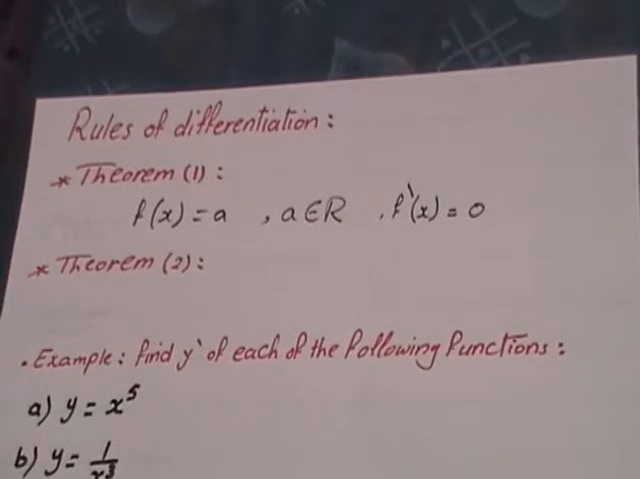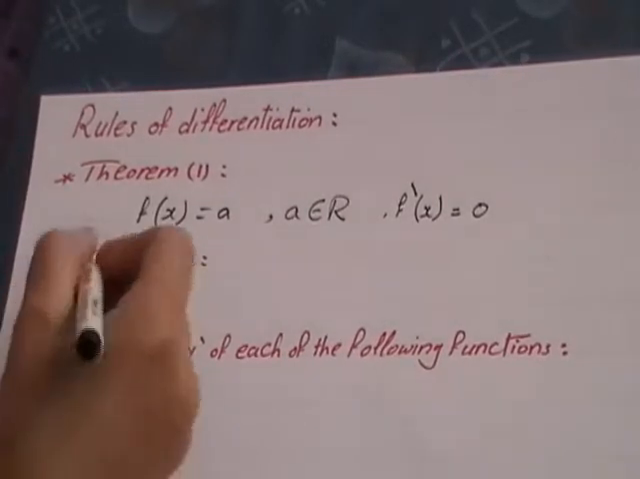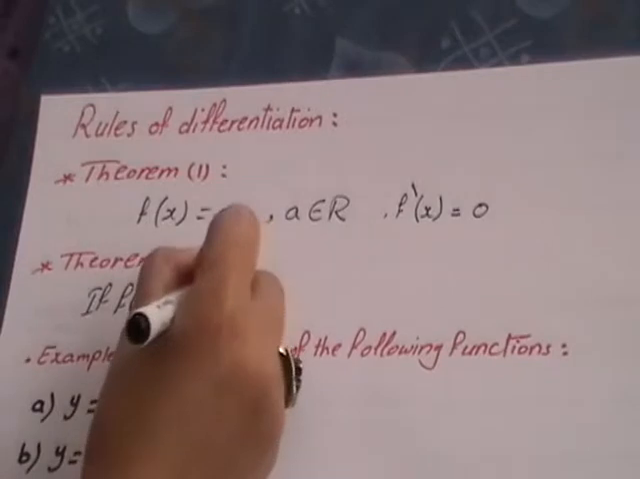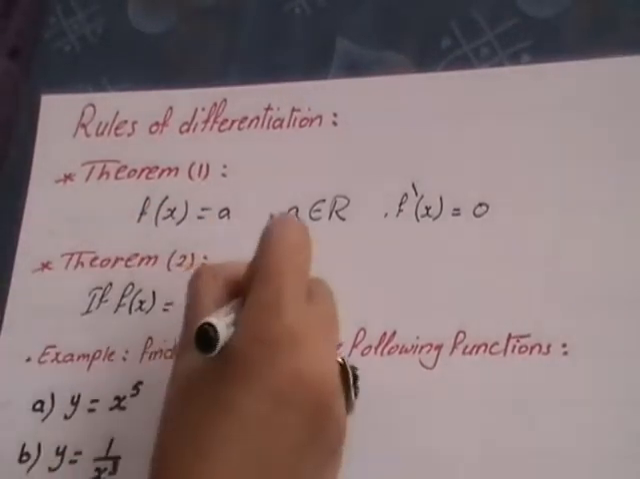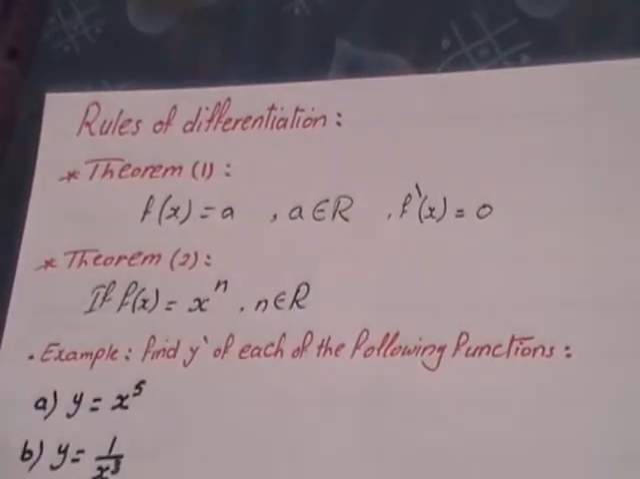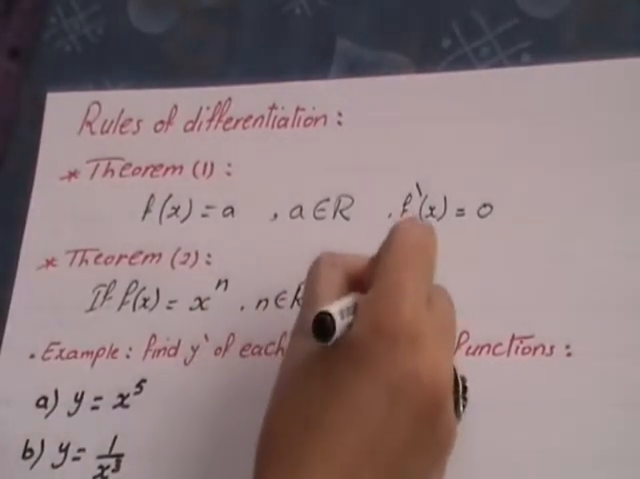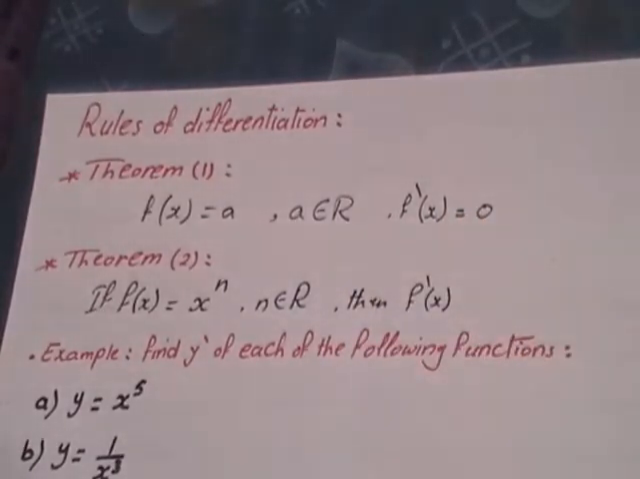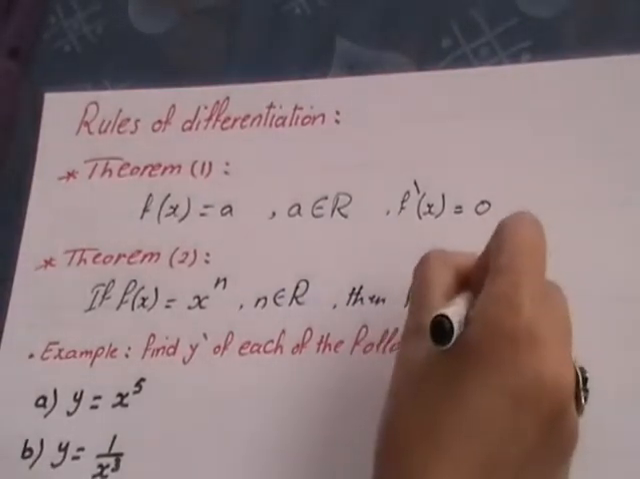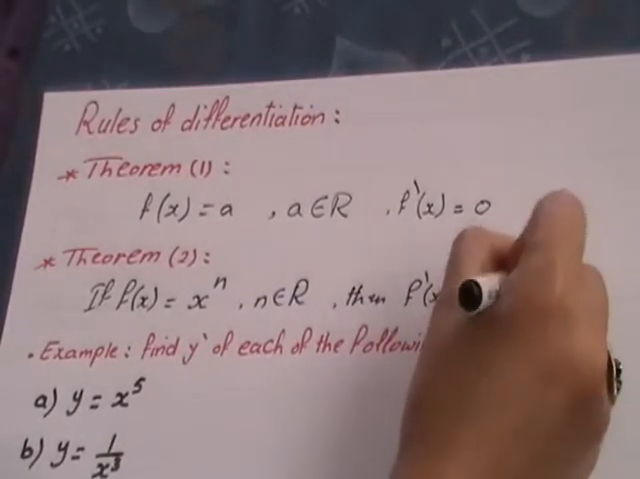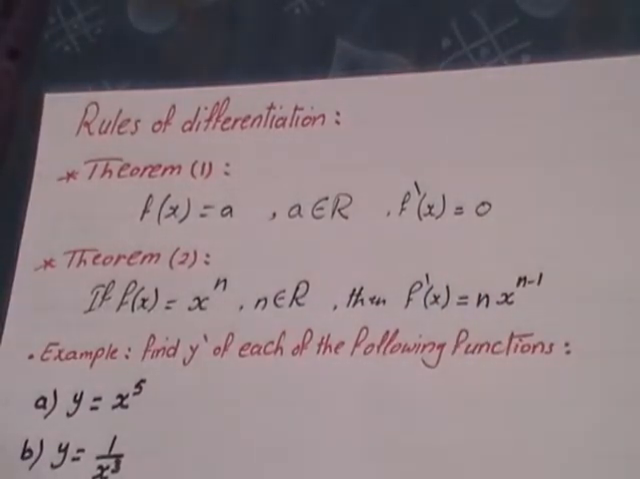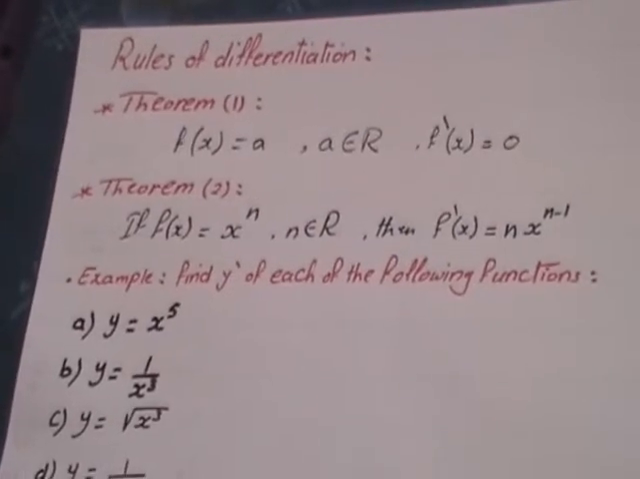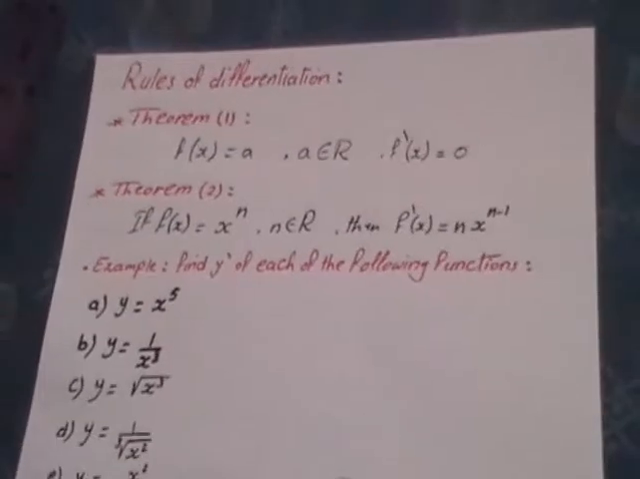Let's talk about theorem 2. If f of x equals x to the power n, where n belongs to the real numbers, then f dash of x, the first derivative of this function, will equal n x to the power n minus 1.